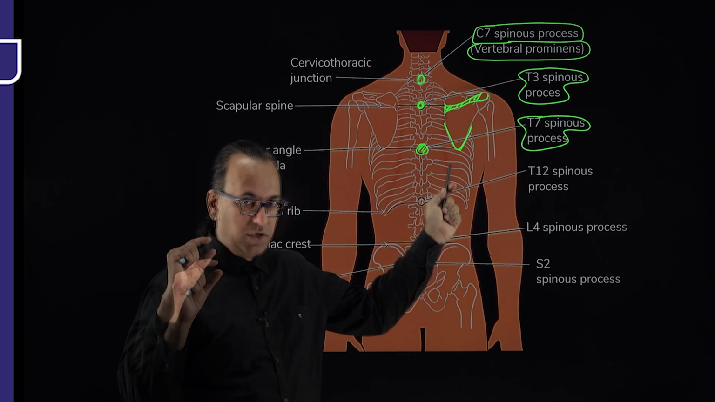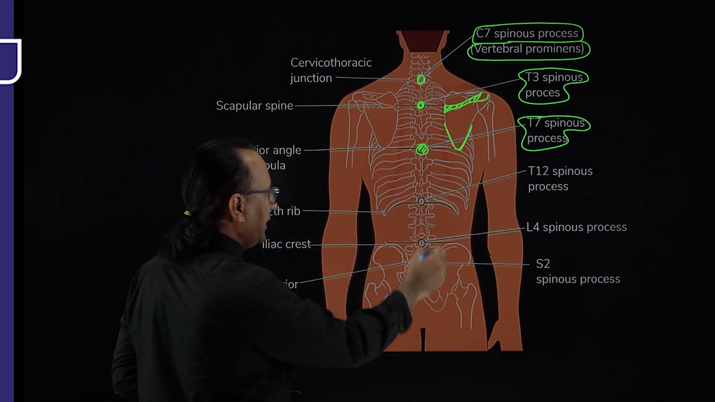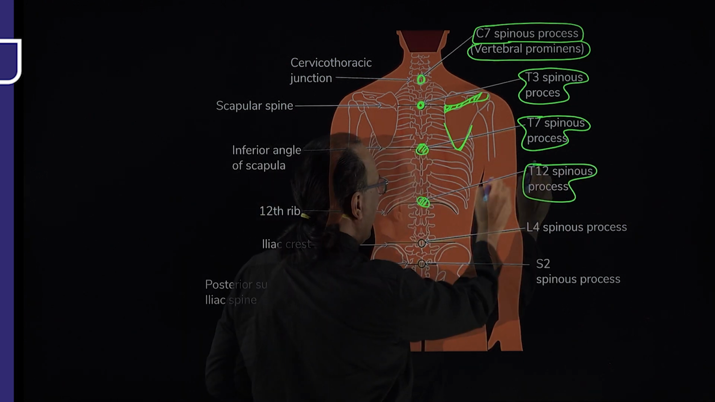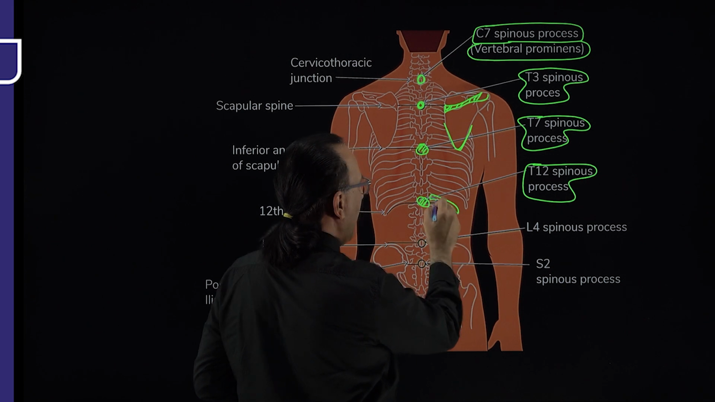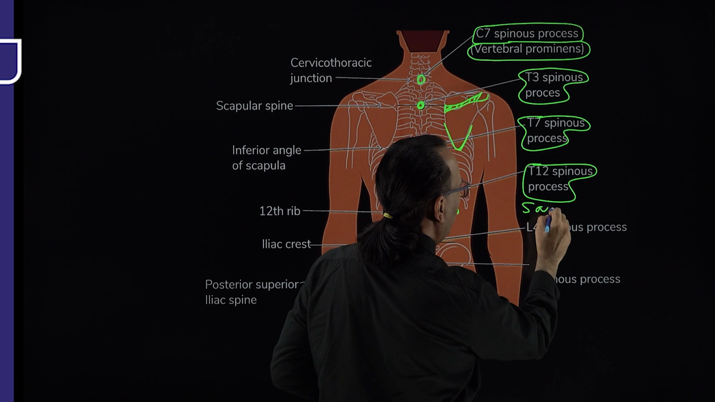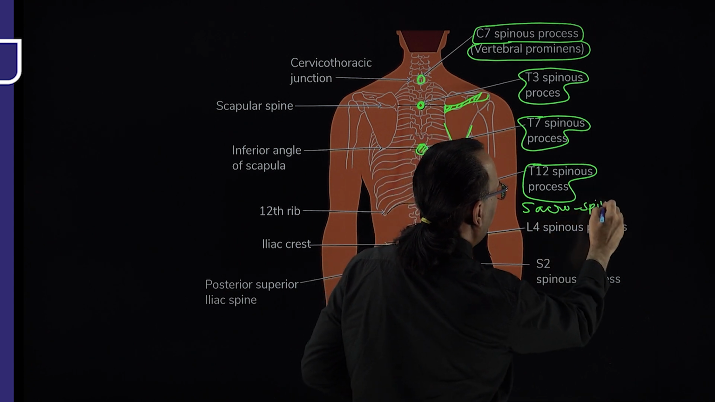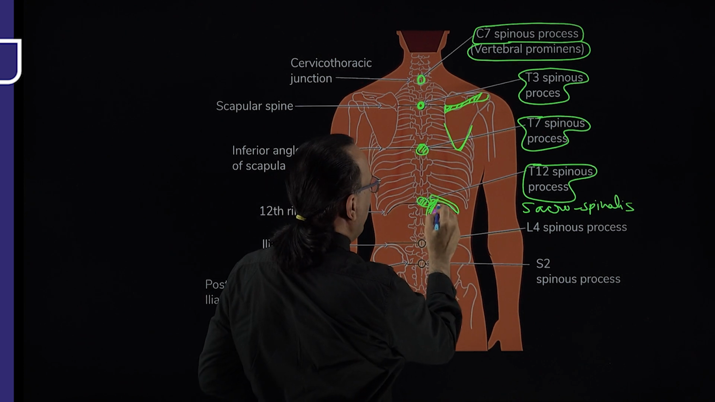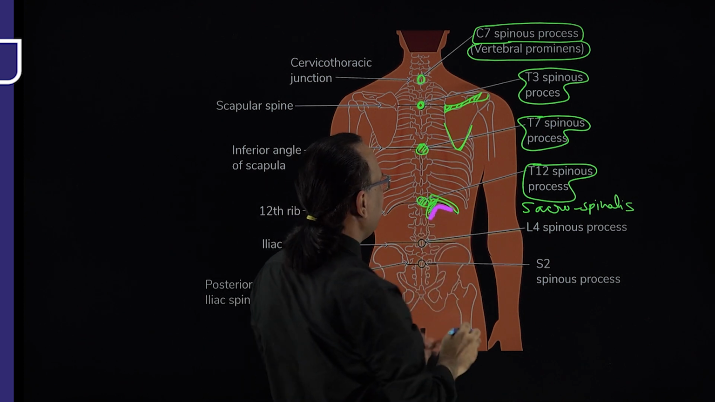Then we can come to the T12 vertebra level. At the T12 vertebra spinous process, we have the 12th rib coming here, and between the 12th rib and the erector spinae muscle, especially the sacrospinalis part of the erector spinae, we have one angle, and that angle is called the renal angle.